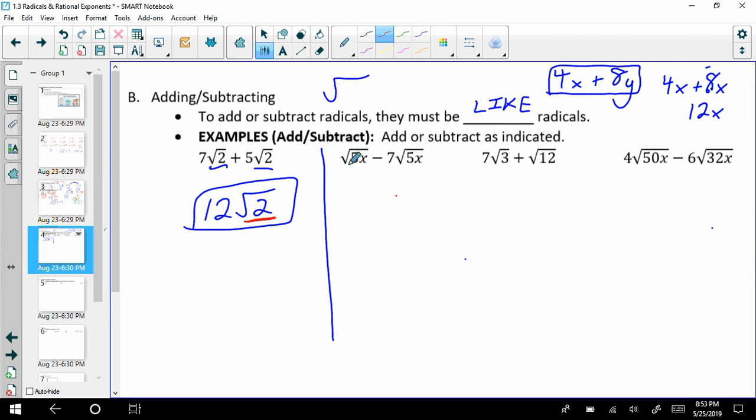Next one. I have a square root 5x minus 7 square root 5x. Yes, they're both square root 5x's, so I can subtract them. Technically, there's a 1 here. So 1 of them minus 7 of them.